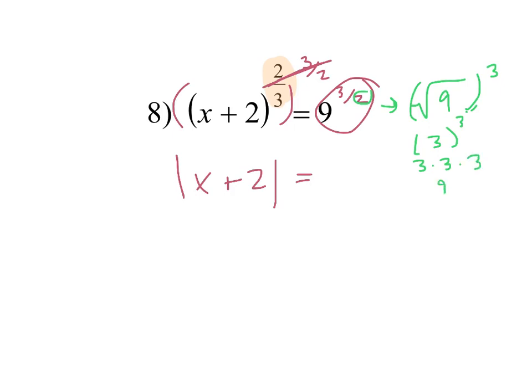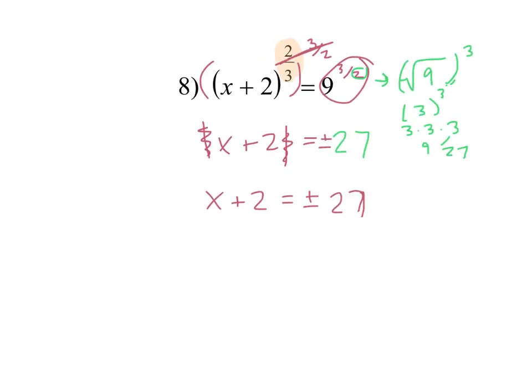3 times 3 is 9. 9 times 3 is 27. So our answer here is 27. So in order to get rid of these absolute value signs, what we need to do is change this to a plus or minus 27. So we are getting rid of the absolute values, and it's becoming a plus or minus 27. So we have x plus 2 is equal to plus or minus 27.